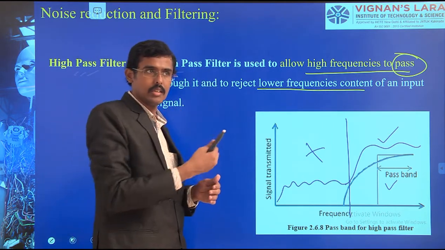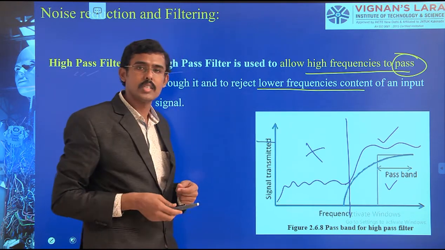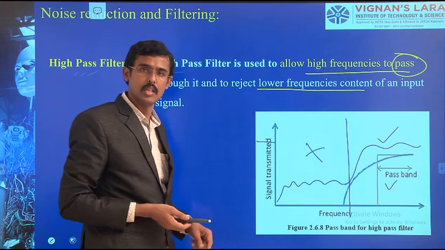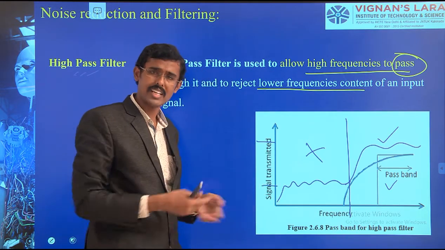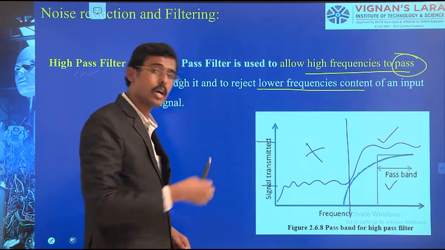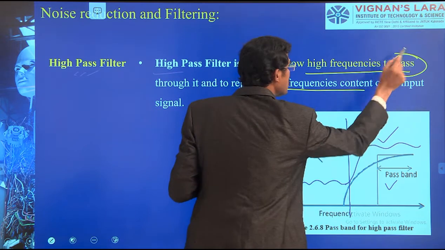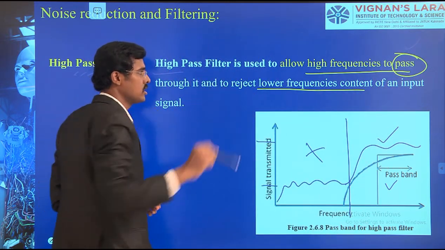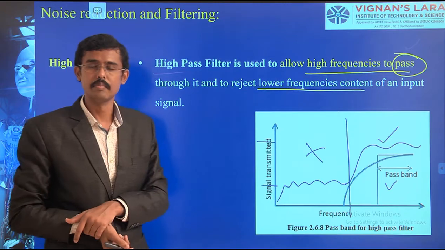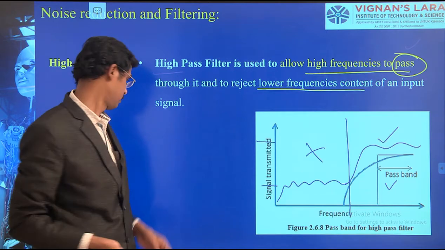So if talking is required and the signal transmitted is high, then it is a high pass filter. If the signal transmitted is low, then it is a low pass filter. Whatever we are doing, we take it accordingly. So a high pass filter is used to allow high frequency to pass through and reject the low frequency content of an input signal. Okay, so this is it. And then another two are there.